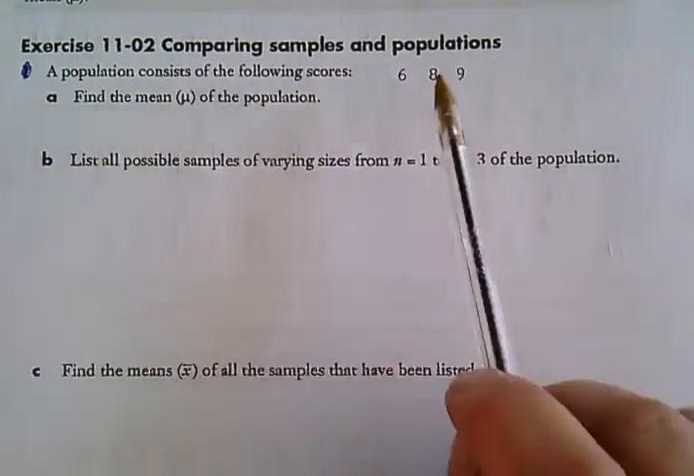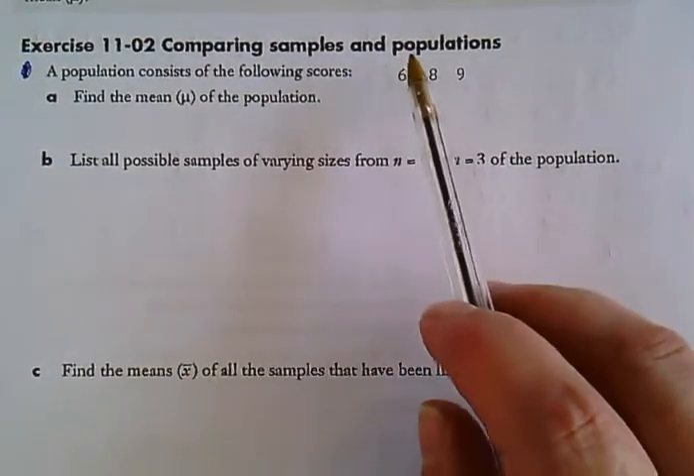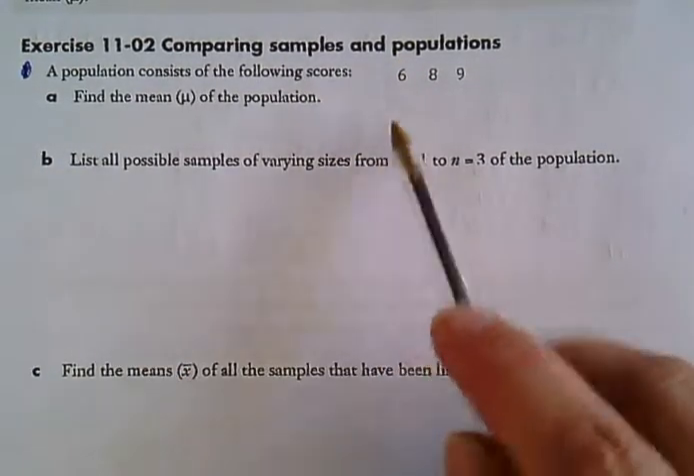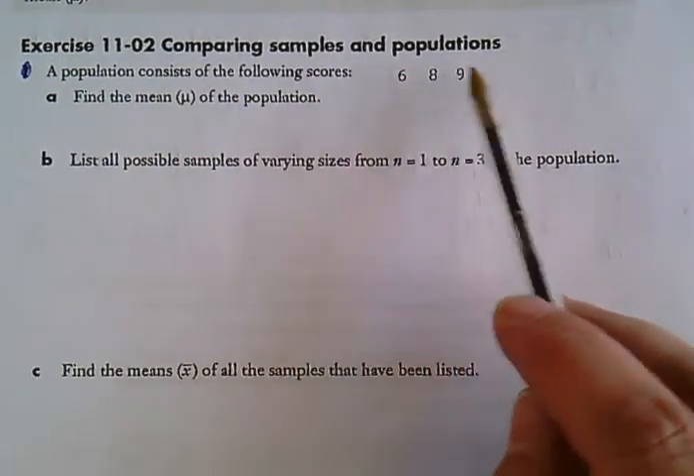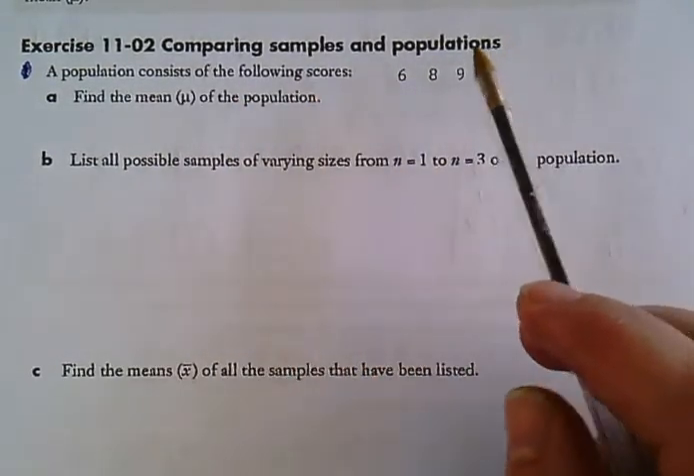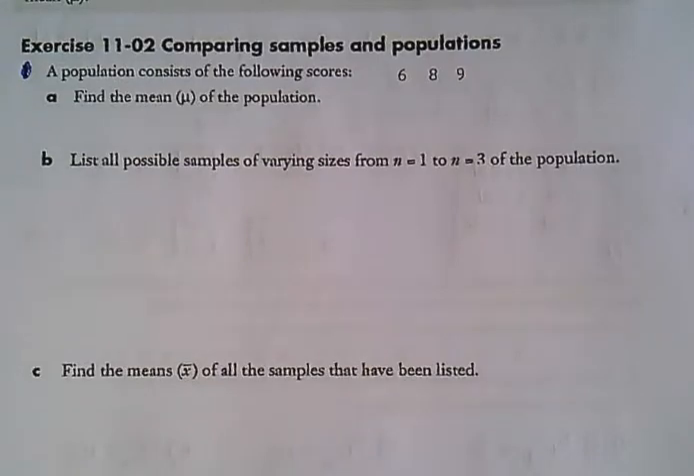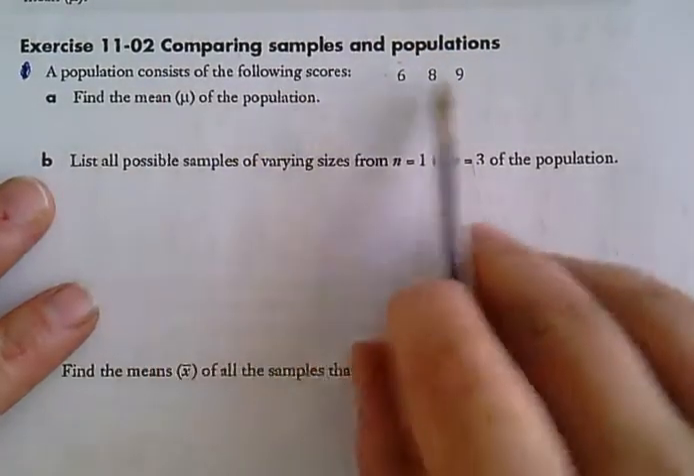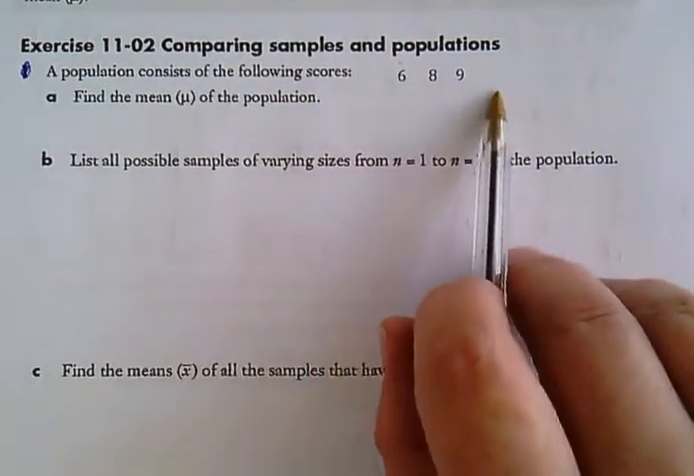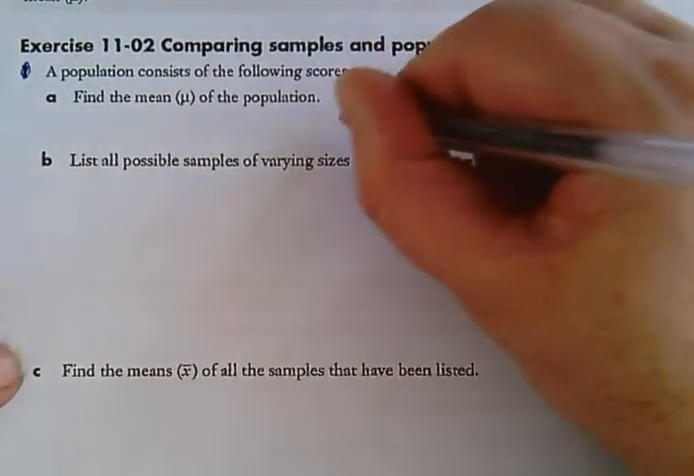So, here are 3 numbers. Let's pretend this was a test out of 10. So, we've got 6, 8, and 9. One of the students did 3 quizzes and they got 6, 8, and 9 out of 10. What is the mean of that? That's the whole population. So what's the mean? It's just the average of that.